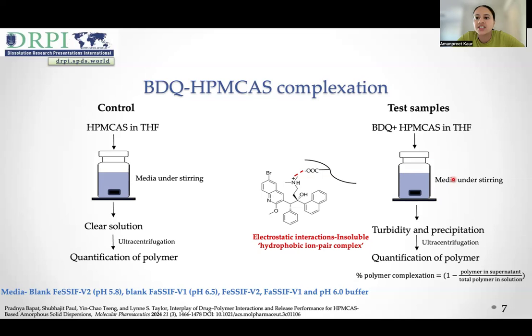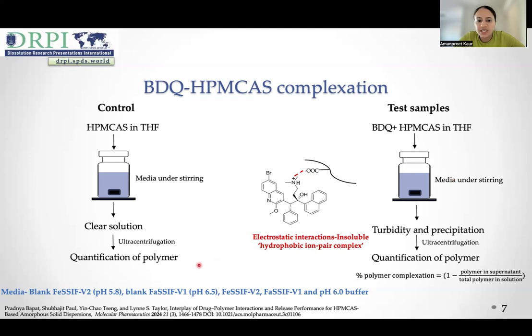Drug polymer complexation was investigated using a co-precipitation method. For the study, we prepared two sets of samples. In the control samples, we dissolved HPMCAS stock solutions in buffer pH 5.8, 6.5, biorelevant media, and pH 6 buffer, which corresponds to the gel layer pH.